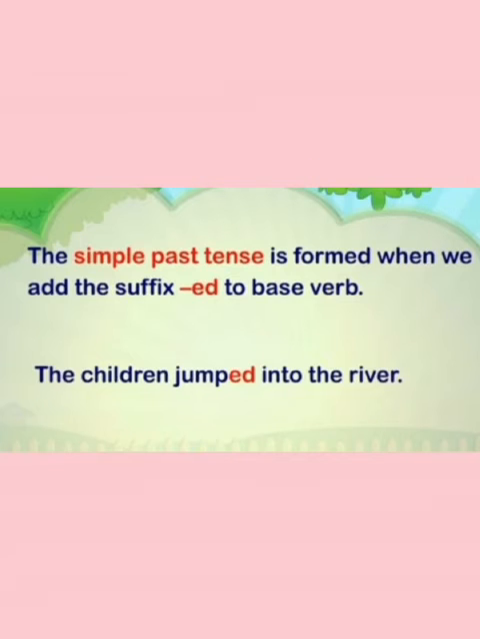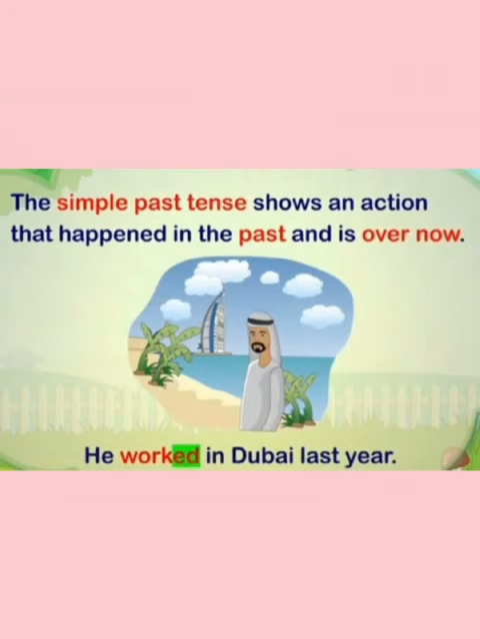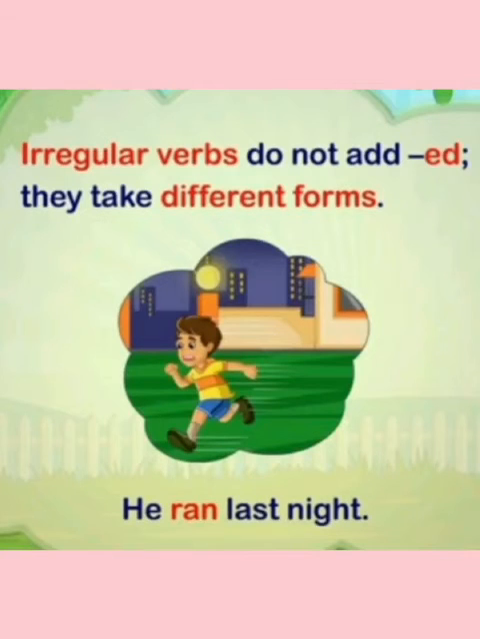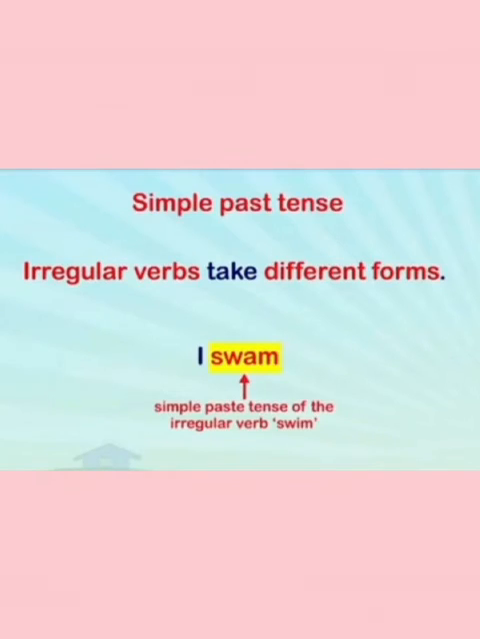For example, the children jumped into the river. So, jumped is the second form of the verb jump and we are adding ed. He worked in Dubai last year. So, worked, we are adding ed to the base verb work. Irregular verbs do not add ed. They take different forms. For example, he ran last night. So, ran is the second form of the verb run. I swam. So, swam is again the past tense, the second form of the verb.